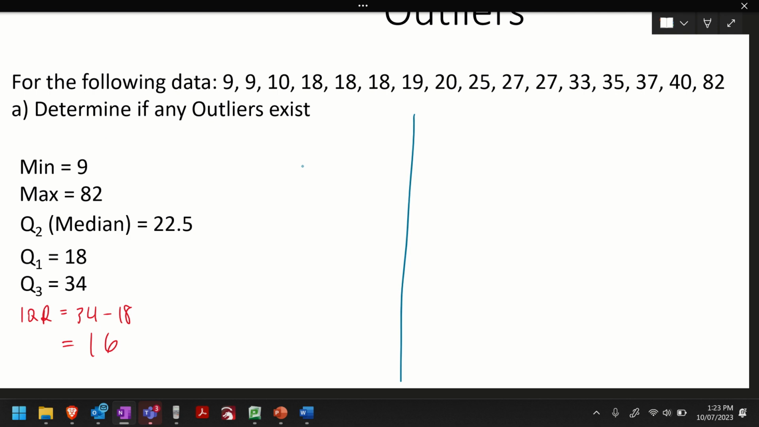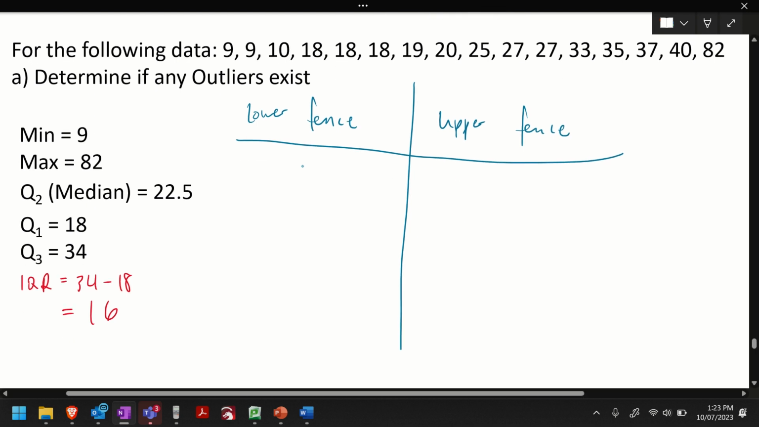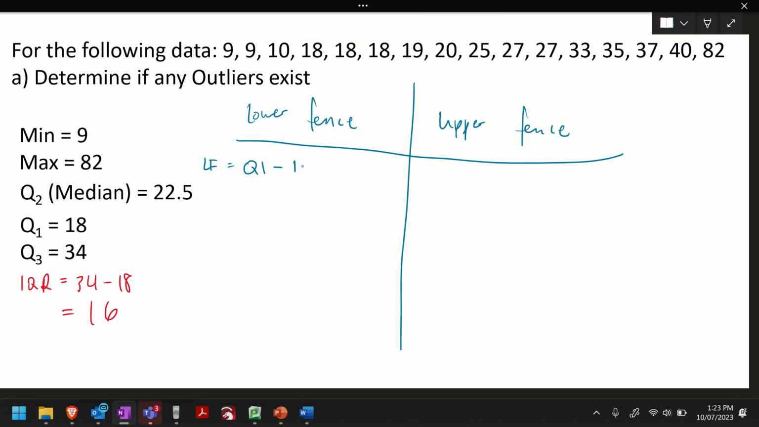Split your sheet or page in half, and here you're going to do lower fence, and here we're doing upper fence. Again, the idea behind the fences is you want to know what's the lowest limit and what's the highest limit you can go before you have an outlier. So for the lower fence, it's going to be Q1 take away 1.5 times IQR. So let's work that out.